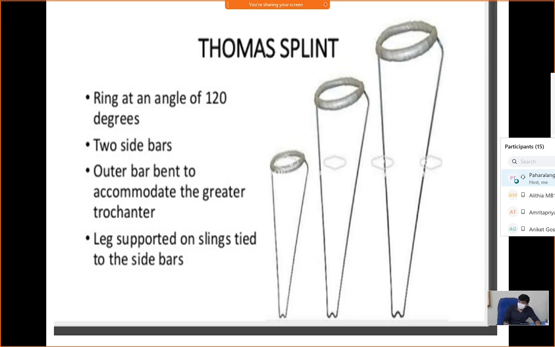The ring is at an angle of 120 with the outer bar. There is the inner bar, the short one. You can see this is straight, but the outer bar has one curve, and that curve is to accommodate the greater trochanter. Two sidebars are there. Outer bar bends to accommodate the greater trochanter. Leg support or sling is tied to the sidebar. This is the empty splint. We have to prepare it before applying by tying gauze bandage and cotton around it, and after that you can use this.